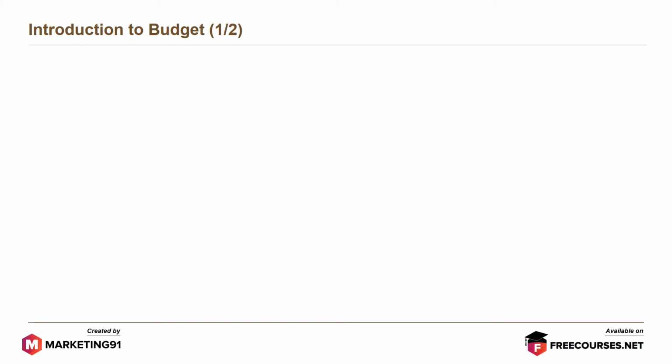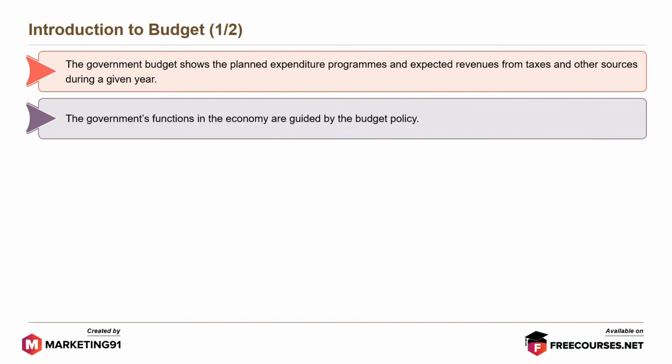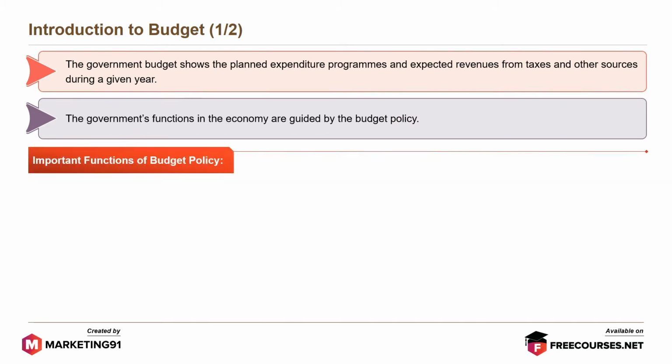Let's start with introduction to budget. The government budget shows the planned expenditure programs and expected revenues from taxes and other sources during a given year. The government's functions in the economy are guided by the budget policy. The important functions of budget policy are: allocation function.